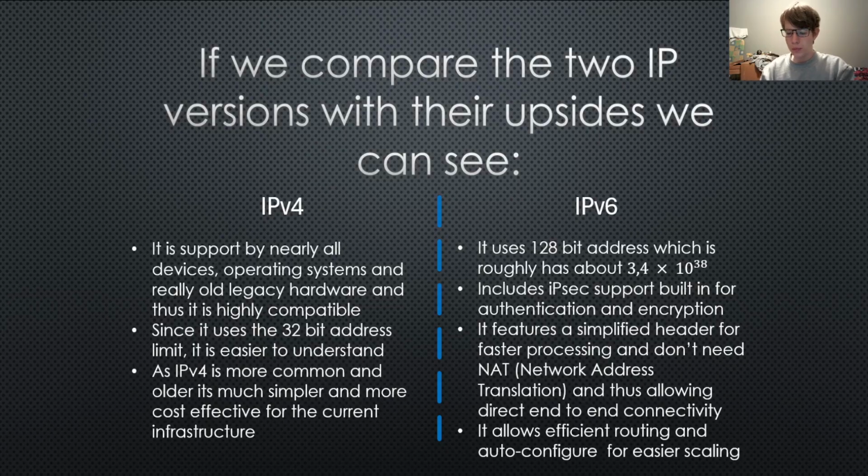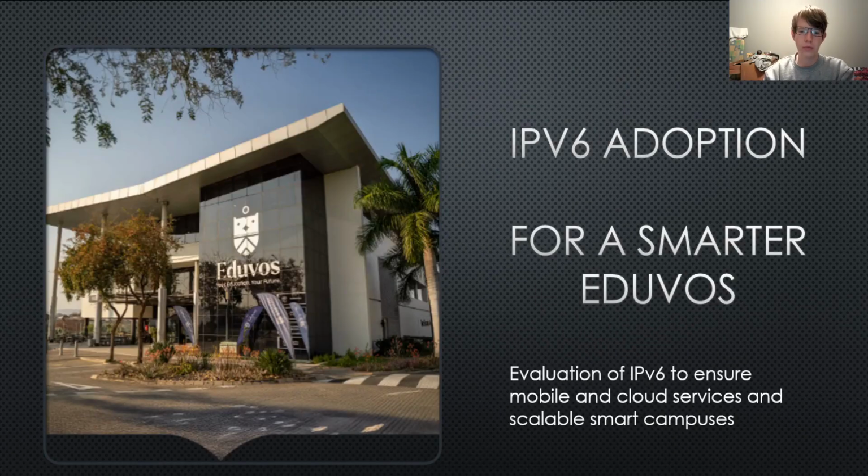It features a simplified header for faster processing and doesn't need network address translation. So it's better for direct end-to-end connections. It's also much more efficient for routing and auto configuration, and it's very easy to scale with.